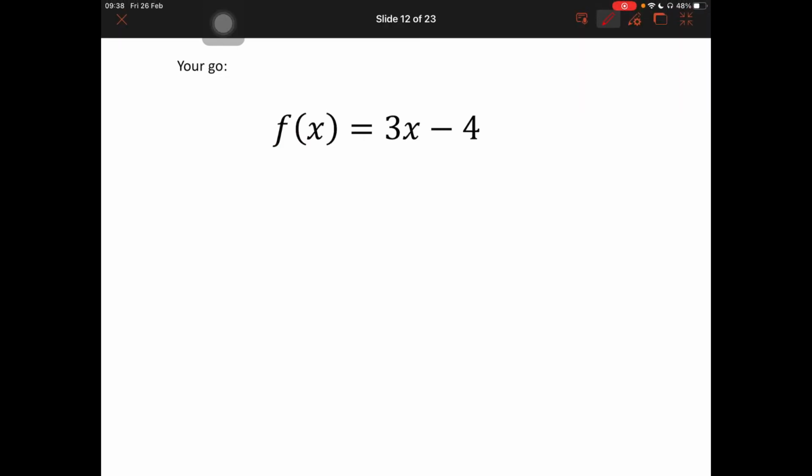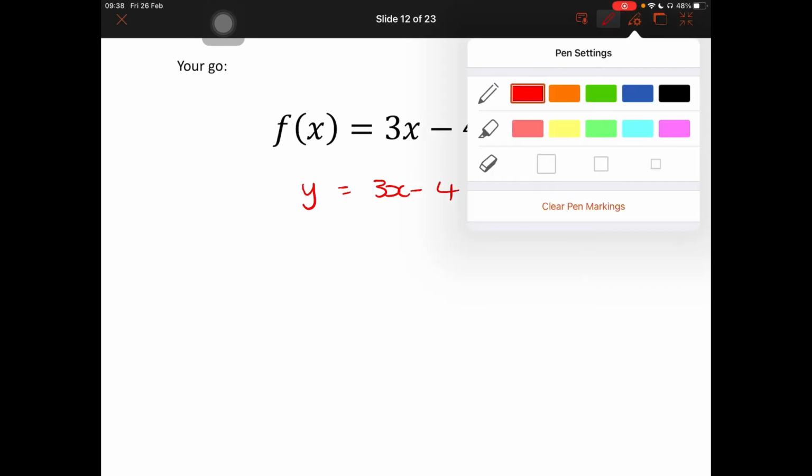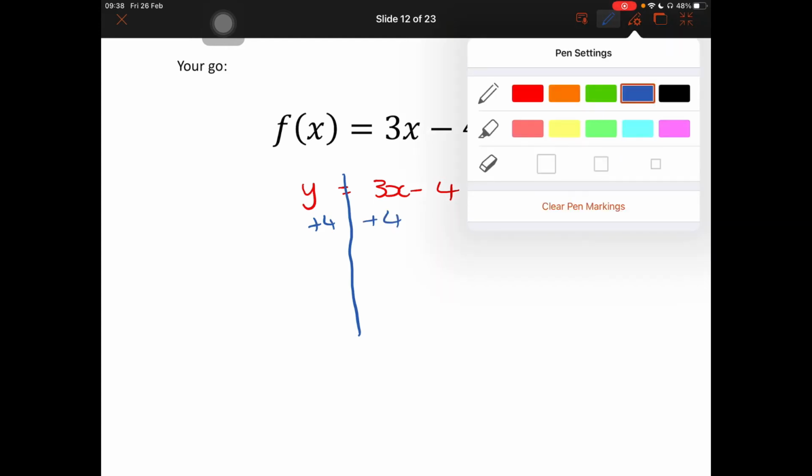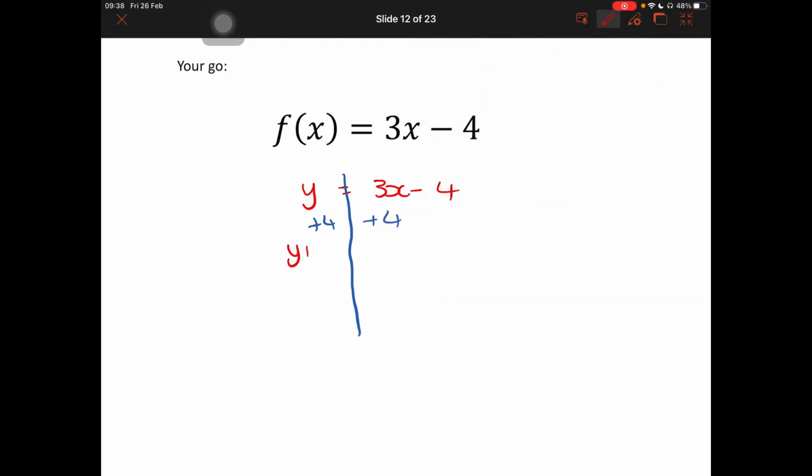Okay, guys, right, let's have a look. So, swap f of x out for y. So we'll go y equals 3x minus 4. We need to change to make x the subject. So I'm going to need to plus 4 to both sides. So I end up with y plus 4 equals 3x.